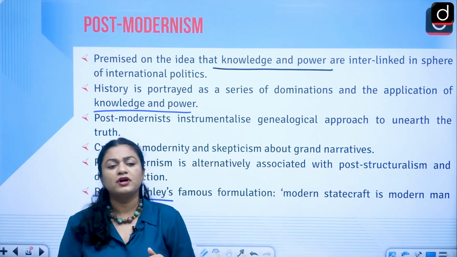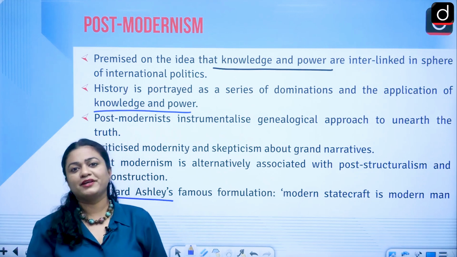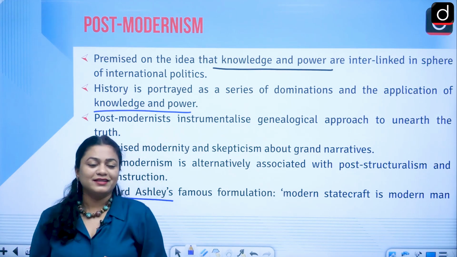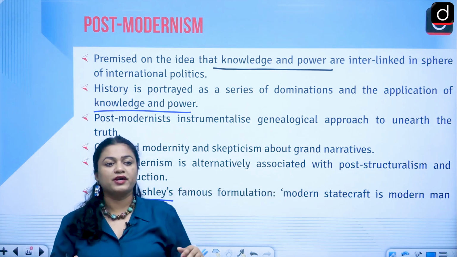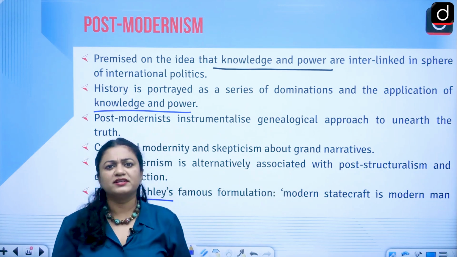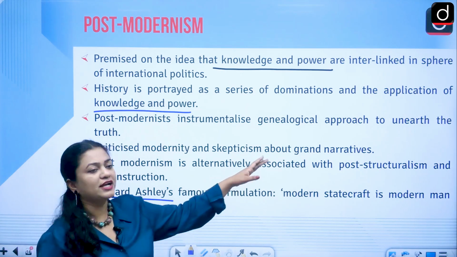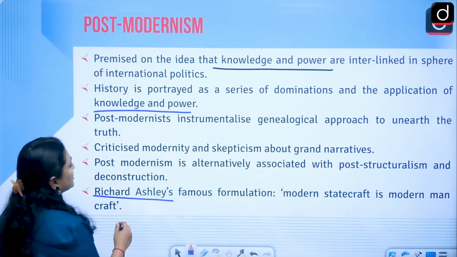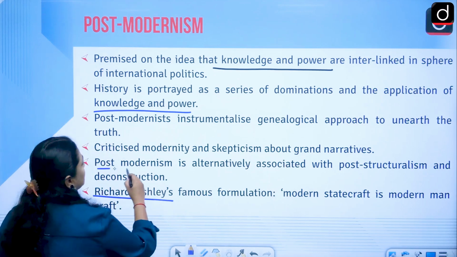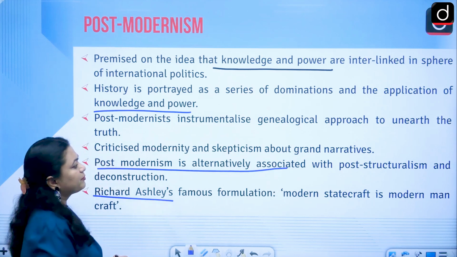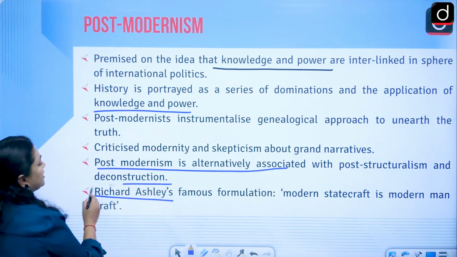This is the way they have been questioning what we call the grand narratives or grand theories, which say that whatever we are saying, like realism or any other theory, they are actually questioning it. Okay, so they are saying that you have to find out the truth. Then postmodernism is alternatively associated with post-structuralism and deconstruction.